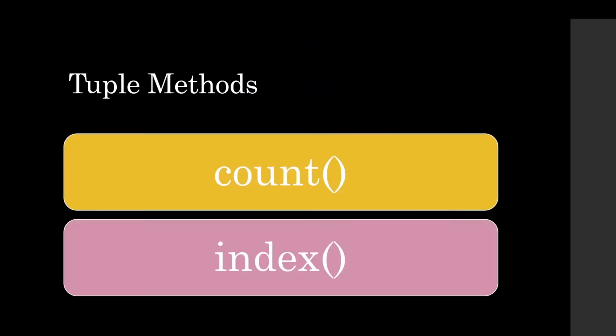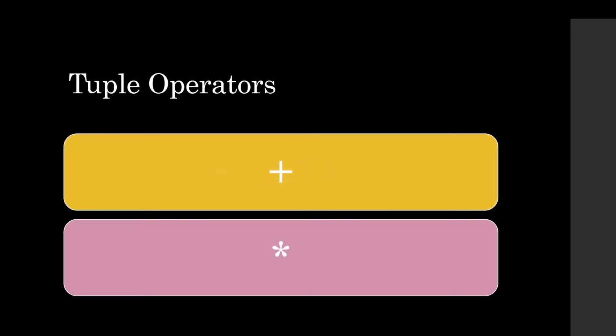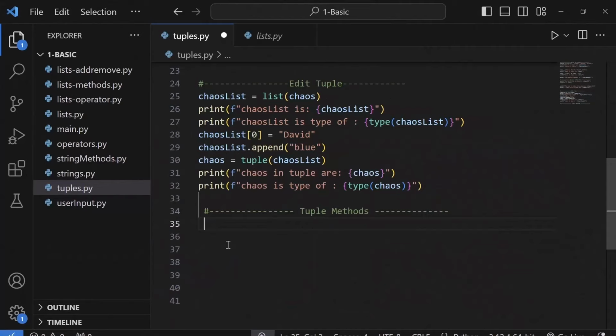In this part, we are going to talk about tuple methods and operators in Python. We have two methods for tuples that you can see here, count and index. And also we have two operators that we can use on tuples, addition and multiplication. Let's see them together. Okay, in this file, I want to use count on one of my tuples.